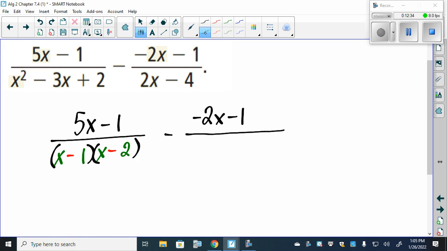Now we still need to factor our 2x minus 4. Well, they both do have a greatest common factor of 2 that we can factor out. And if we factor 2 out of 2x, we're left with x. And if we factor 2 out of 4, we're left with 2. So we get 2 times x minus 2.